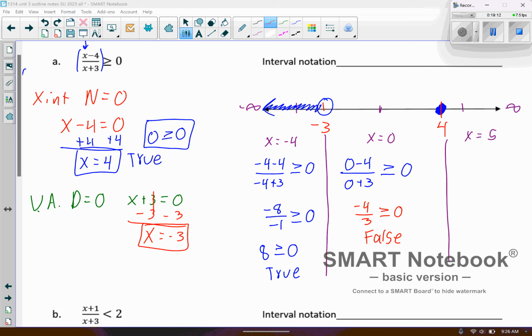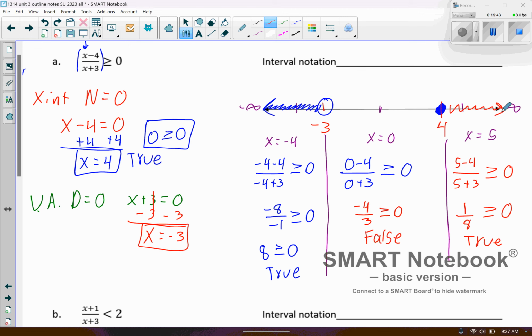And now we need to test 5. So we're going to have 5 minus 4 over 5 plus 3. Is that greater than or equal to 0? Well, 5 minus 4 is 1. 5 plus 3 is 8. So 1 over 8 is a pretty small number, but it's still greater than or equal to 0, so that is true. So we're going to include all those points here.